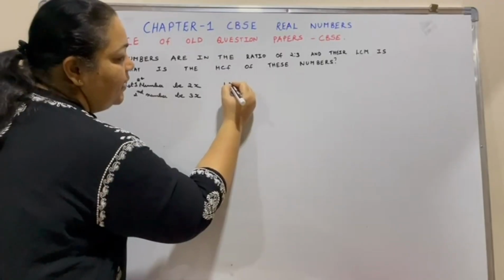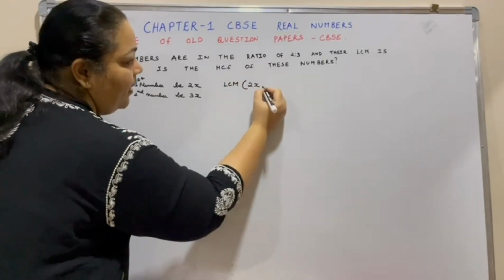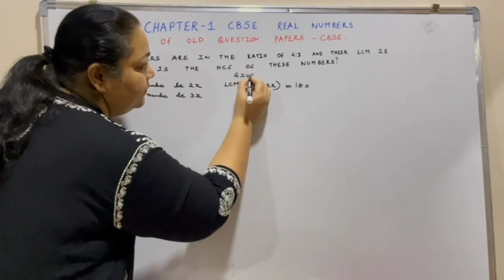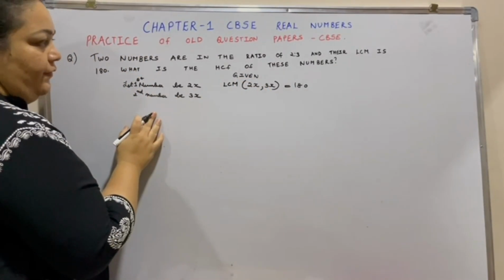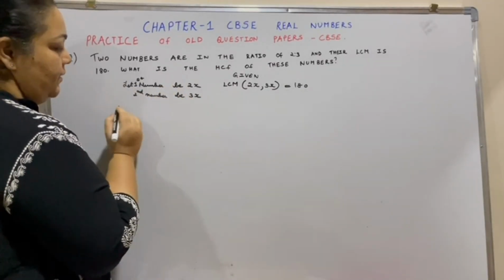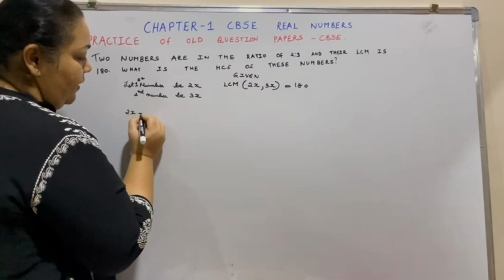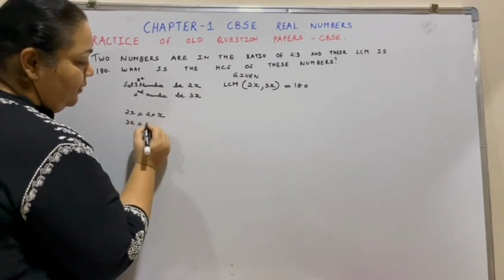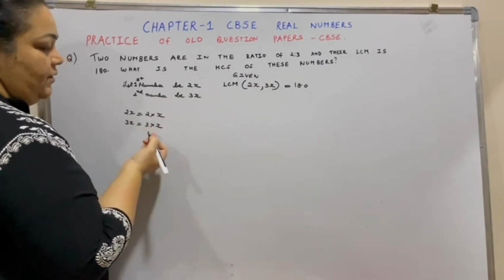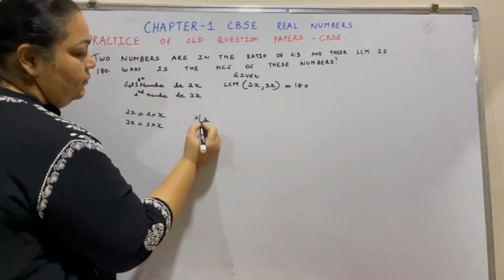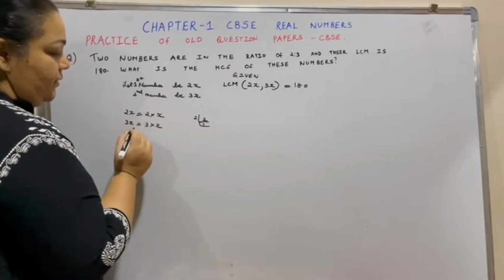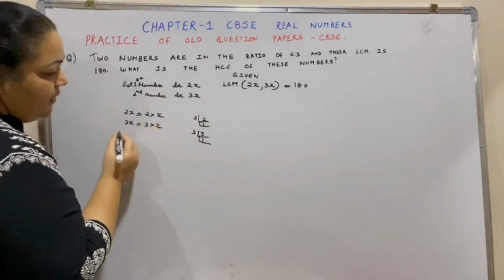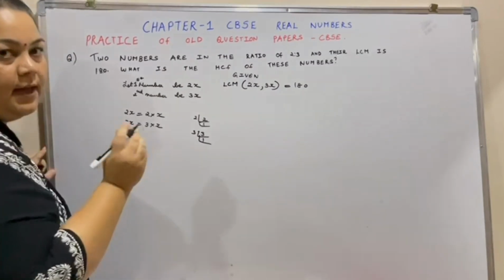So they are given LCM of 2x comma 3x is equal to 180. This they are given in the question. Okay. So now let us find out what is the LCM of 2x and 3x. So how will you do? 2x, if you take prime factorization, it will be 2 into x only. And for 3x it will be 3 into x. Prime factorization, 2 ones are 2, so 2 into x, and 3 ones are 3, so 3 into x.